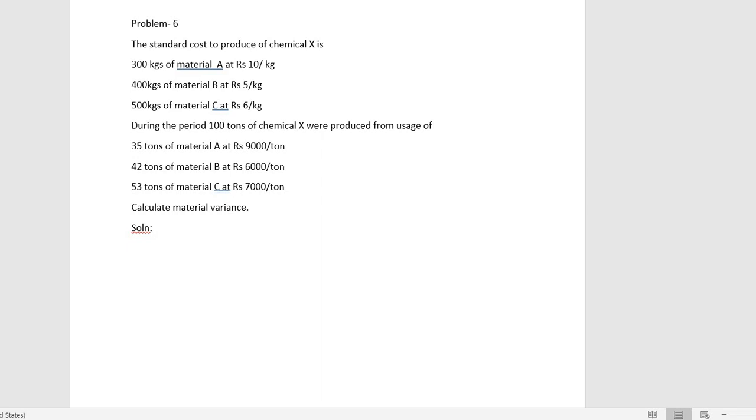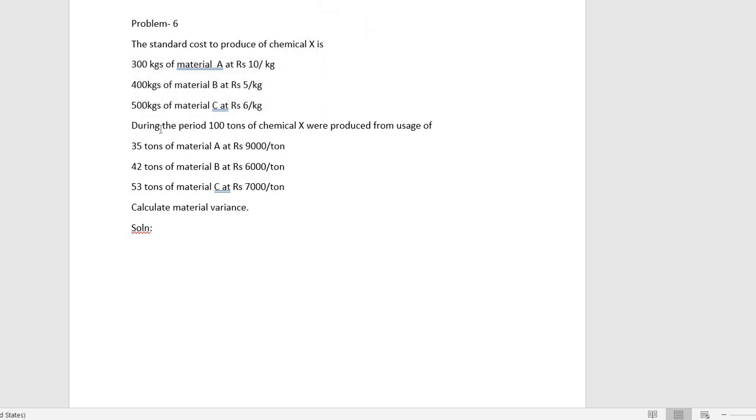The standard cost to produce a chemical X is 300 kgs of material A at rupees 10 per kg, 400 kgs of material B at rupees 5 per kg, 500 kgs of material C at rupees 6 per kg. So these are the standard costs, meaning the cost that is required to produce a chemical X.